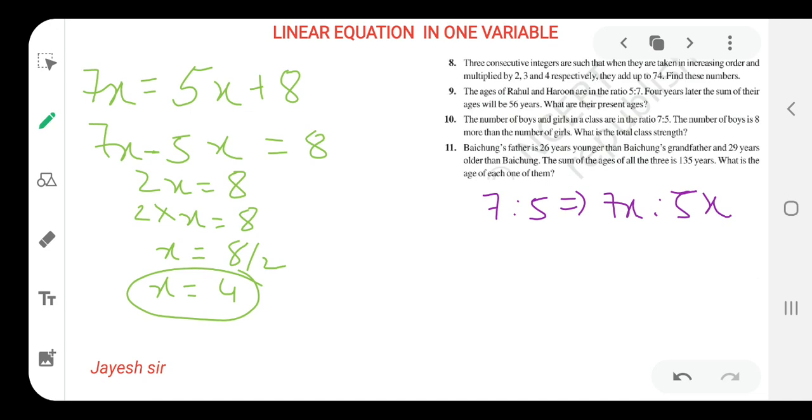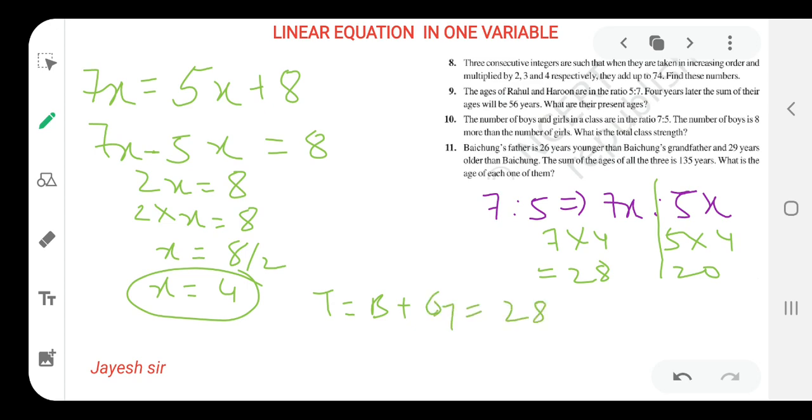Yes friends, now we need to find the number of boys and girls. We'll put the value of x: 7 multiplied by 4, that is, 7 fours are 28. 5 multiplied by 4 is 20. That's very easy. Now the total class strength: boys and girls both should be added, so the total is boys plus girls, that is 28 plus 20, which is 48 students in the class. I hope you all are getting it, and that was a very easy sum. By this method it is much easier compared to my method.